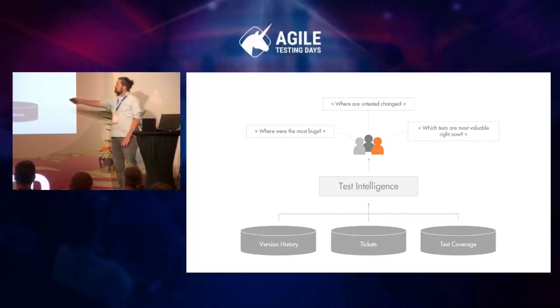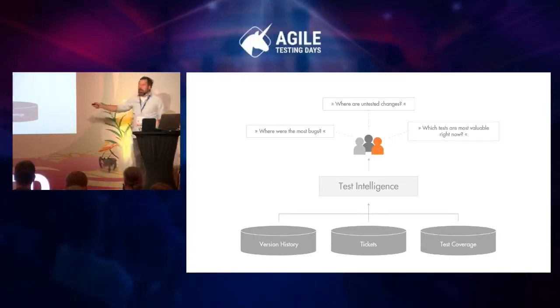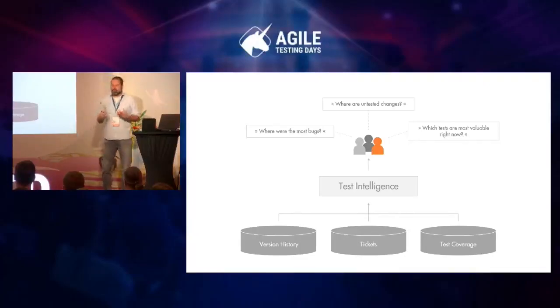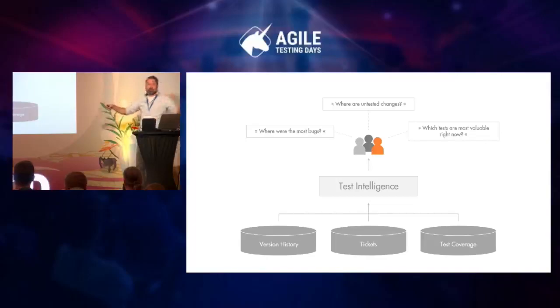By test intelligence, I summarize the different analyses that analyze the data from our own development process to help us be more effective and efficient. And I chose 3 questions for this talk. I want to talk about where are untested changes, because we know empirically, we know from gut feel that in long-lived software, most bugs are in the areas that we changed recently. And we also know that from empirical research. And then I want to talk about where were most bugs in the past, because they are often an indicator about a problem in the development or test process.